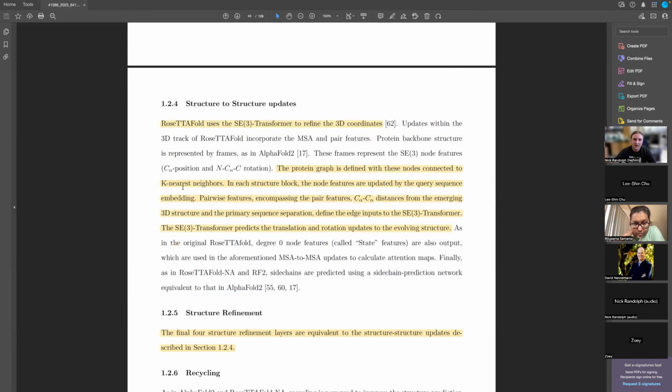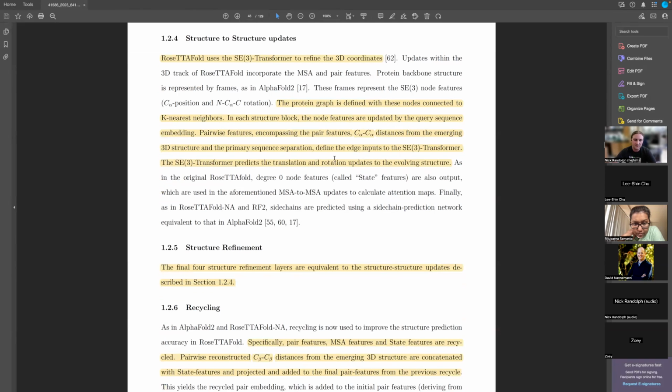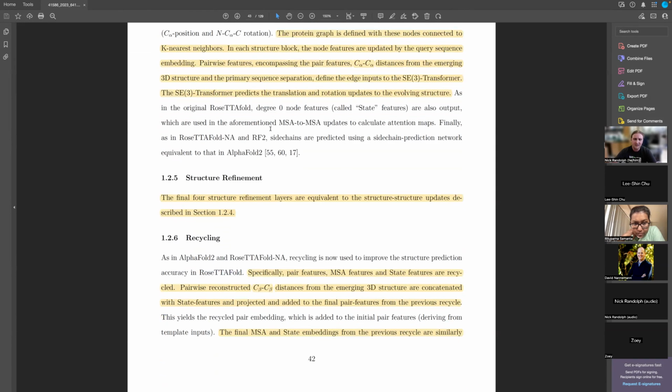It creates a protein graph with neighbors, and it uses pairwise features coming from the previous track and the node features from the previous track as well. It goes through this SE3 transformer to update the structure. And that's the 3rd track. And then there are the final 4 layers at the end, which are the structural refinement.